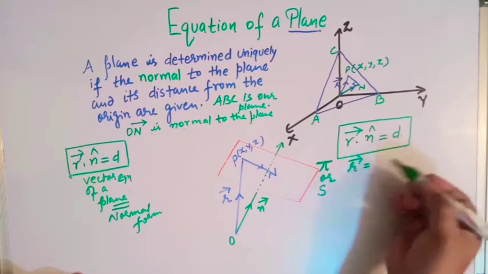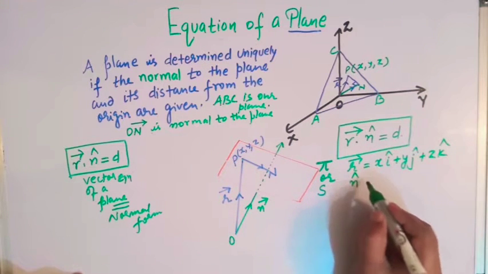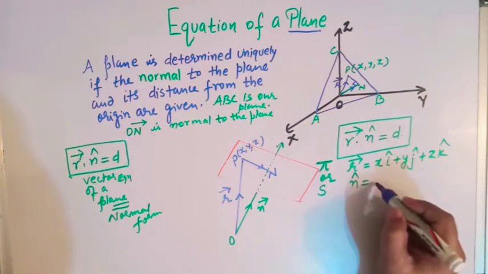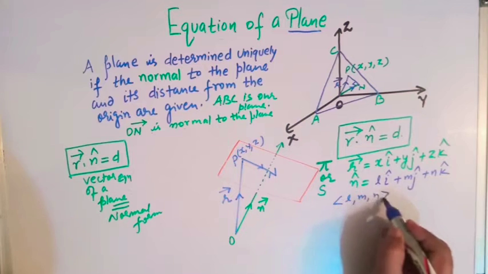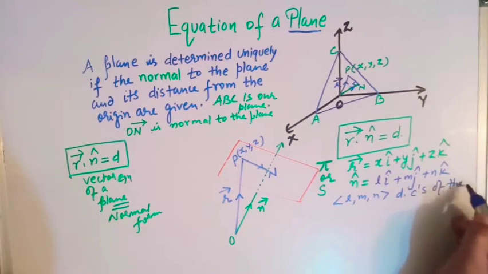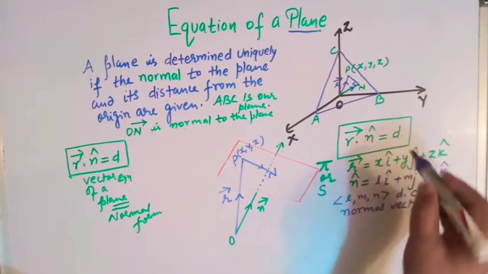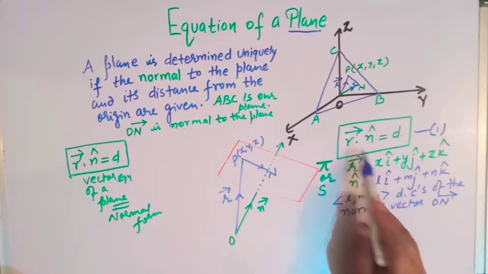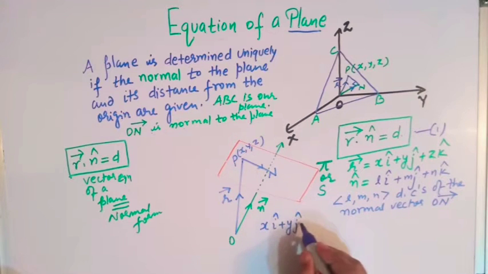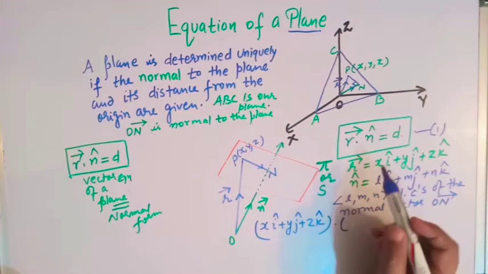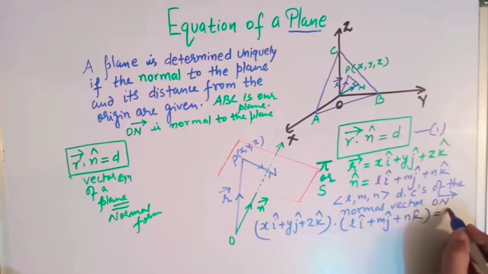So this is the vector equation, and let vector r be written as x i cap plus y j cap plus z k cap, and let n cap be equal to l i cap plus m j cap plus n k cap, where l, m and n are the direction cosines of the normal vector ON, right? So therefore this equation can be expressed in Cartesian form as (x i cap plus y j cap plus z k cap) dot (l i cap plus m j cap plus n k cap) is equal to d, right?